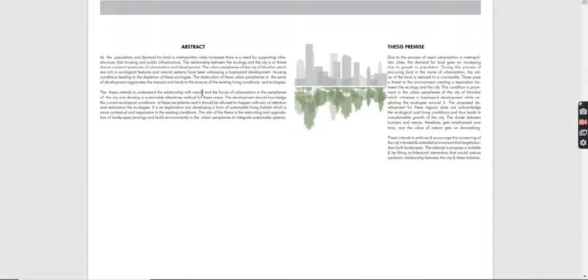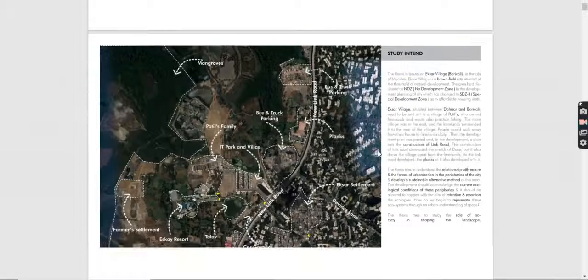the intent to understand the relationship with nature, the force of urbanization in the region, and how it encourages conserving the city's tent and untent environment, largely the built landscape. So the relationship between the city and the city's habitat.